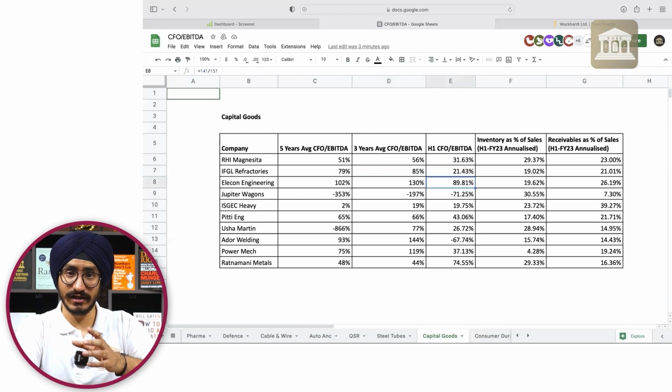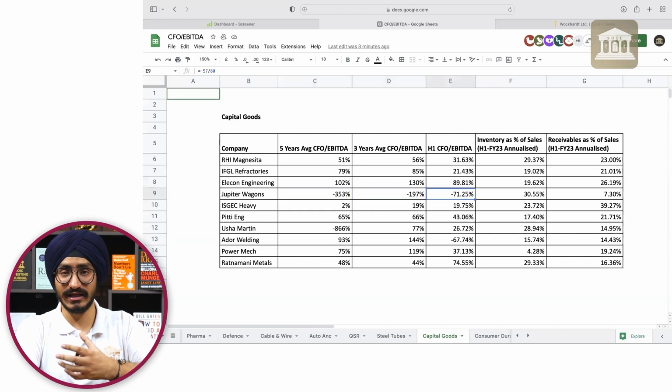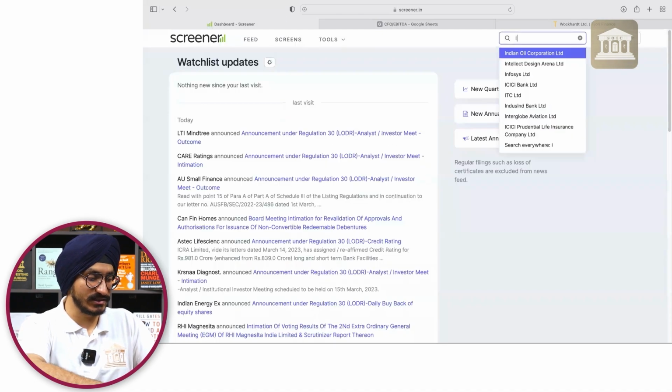Elecon Engineering is also really good, because this has been a turnaround company, at 130% for the last 3 years. 5-year average is 102%. Jupiter Wagons has a really poor CFO to EBITDA conversion ratio, because it is dealing with the railways and business to government, right? SGEC has a 19% CFO to EBITDA conversion ratio. We can actually check SGEC as well.